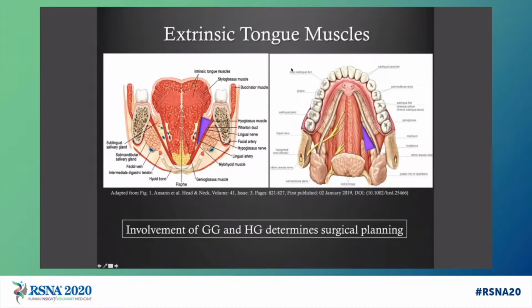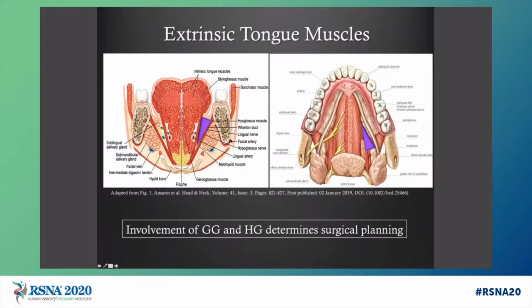Now, what does become important in terms of understanding our extrinsic tongue muscle anatomy is for surgical planning of glossectomies in patients with malignant neoplasms of the oral tongue. And really what our surgeons are interested in knowing is whether or not there's preservation of the hypoglossal nerve.